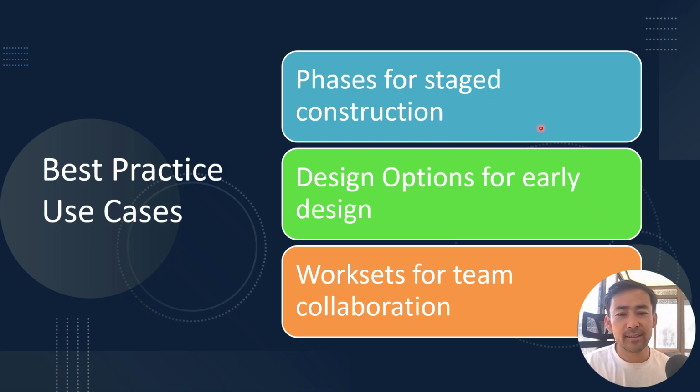Again, phases are used for staged construction when you have a very defined, clear, and transparent construction management. Phases are powerful. Design options are used for early design, conceptual design, and worksets are for team collaboration. Remember that. One manages time, one manages people, another manages basically design options and alternatives.